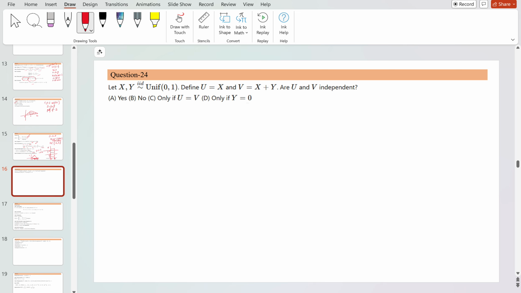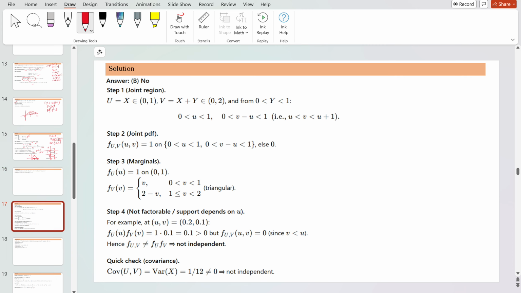Okay, let me give the solution. It is saying that X and Y are uniformly distributed on 0 to 1, and it is defined that U is equal to X and V is equal to X plus Y. It is simply asking whether U and V are independent or dependent. And if it is not independent, then what would be the condition to make U and V dependent.